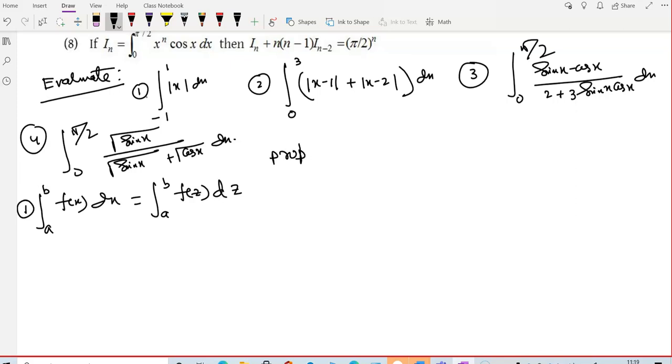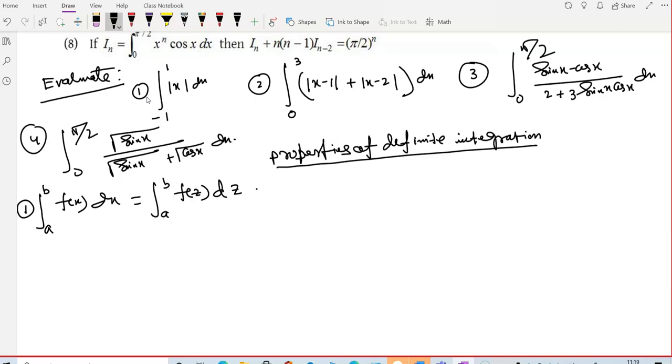Properties of definite integration. Okay. First property is this: integral from a to b of f(x) dx equals integral from a to b of f(z) dz. It is better to say here the conclusion: definite integration is not dependent on the variable chosen. Whatever variable you have taken, it will give us the same value.